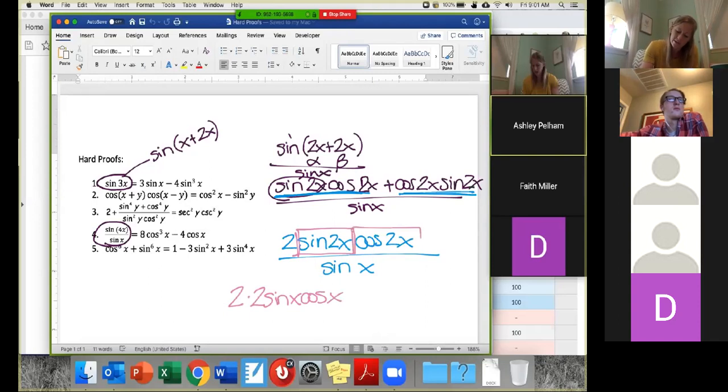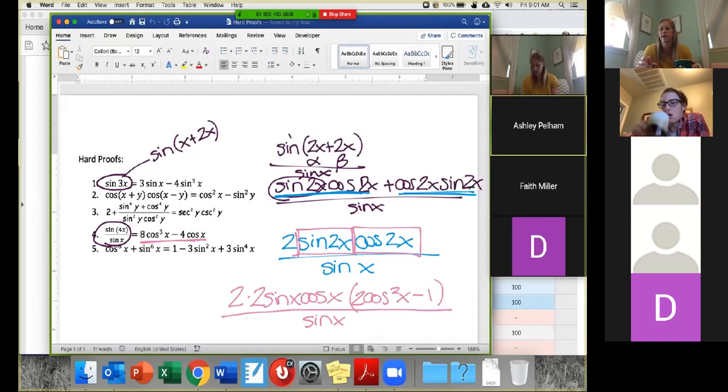Then for cosine of 2x, I'm going to look at my formula sheet and say for double angle identities, I have 3 options for cosines. But if I look at my answer that I'm trying to get to, I know I'm trying to get everything in terms of cosines. So I'm going to purposely say I'm replacing cosine of 2x with 2 cosine squared x minus 1, because I want everything in terms of cosines.